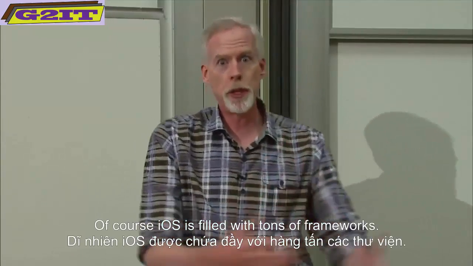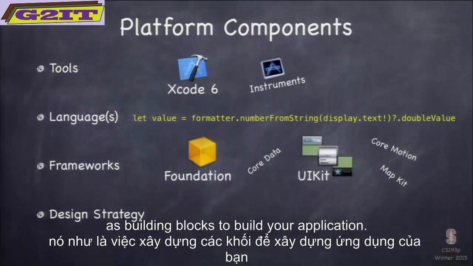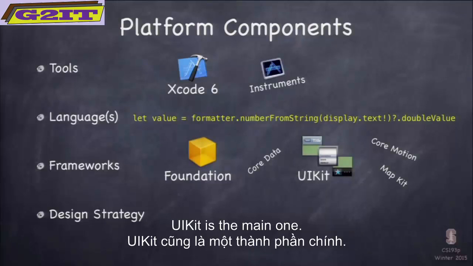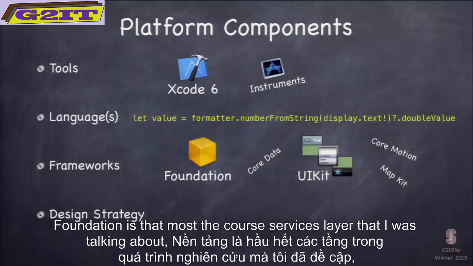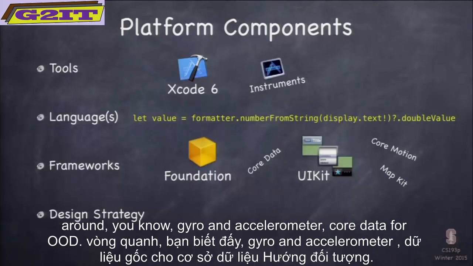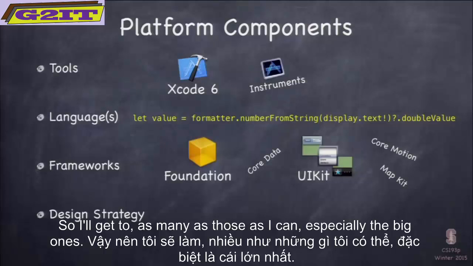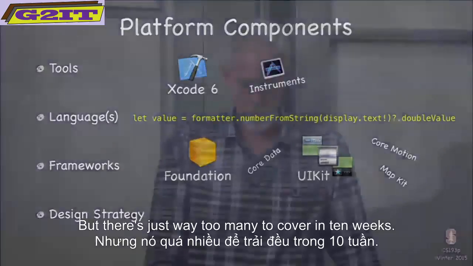All right. Of course, iOS is filled with tons of frameworks. Frameworks are basically libraries of objects that you use as building blocks to build your application, and we are going to be covering them. UIKit is the main one. It's got most of the user interface stuff in it. Foundation is that core services layer that I was talking about. But there are tons of other ones. Core Motion for the device moving around, gyro and accelerometer. Core Data for object-oriented database, things like that. So I'll get to as many of those as I can, especially the big ones. But there's just way too many to cover in 10 weeks.